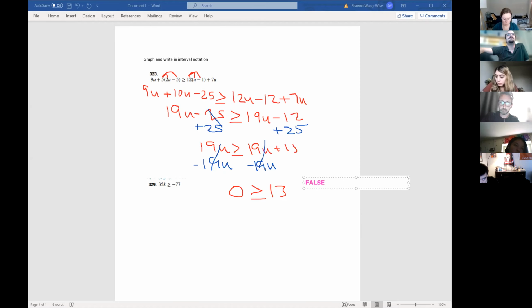Yeah, that sounds super false, right? That doesn't sound true. 0 is greater than 13. Yeah, not true at all. So we have, you said, no solution.